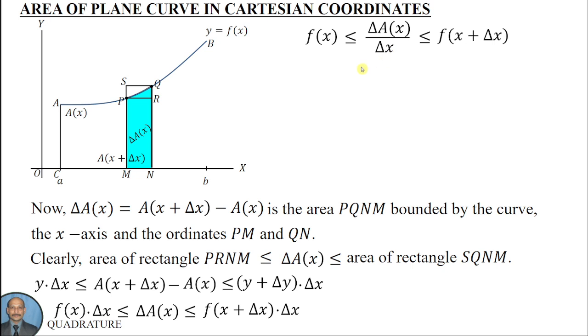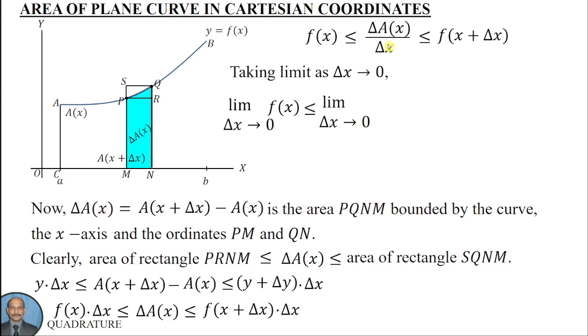Now let us take the limit as Δx tends to 0. So taking the limit as Δx tends to 0, the limit of the left hand side, the limit of f(x) as Δx tends to 0, is less than or equal to the limit of the middle side, the limit of ΔA/Δx as Δx tends to 0, is less than or equal to the limit of the right hand side, f(x + Δx). When Δx tends to 0, the limit of f(x) is f(x).